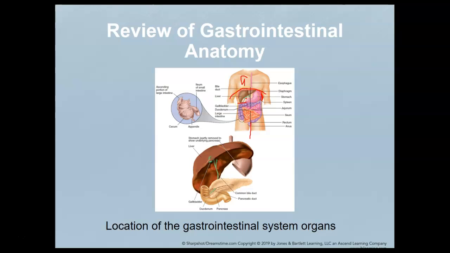Now, you don't have to have a gallbladder. A lot of people have theirs removed. It does create some problems in doing so, but you can have the gallbladder removed.